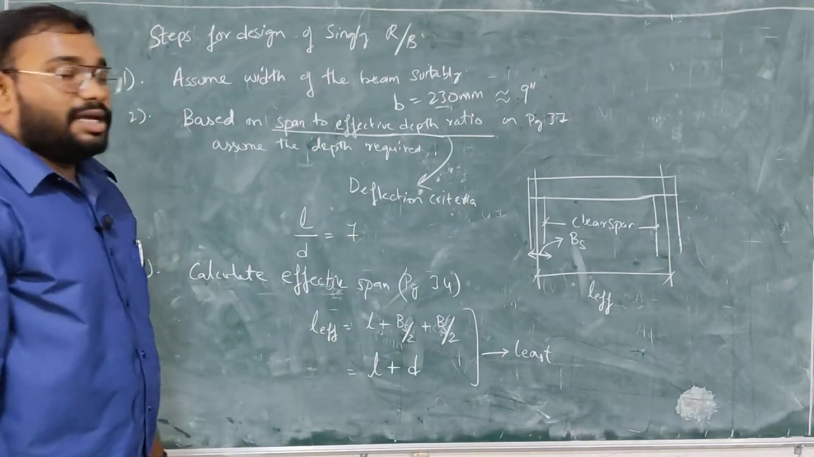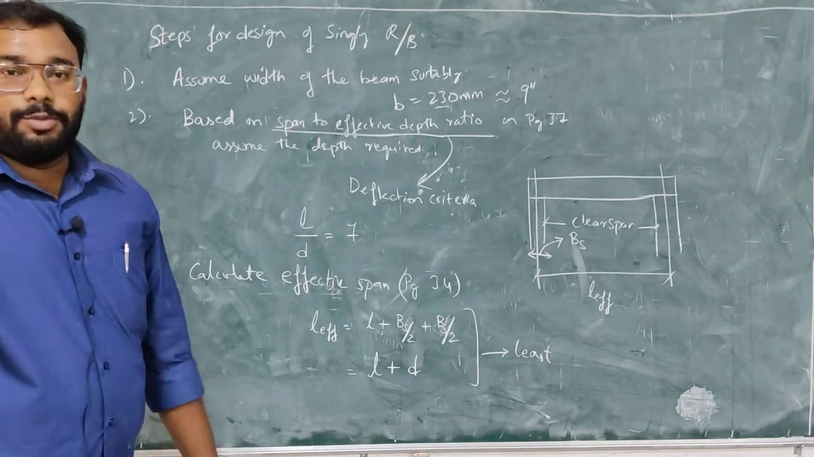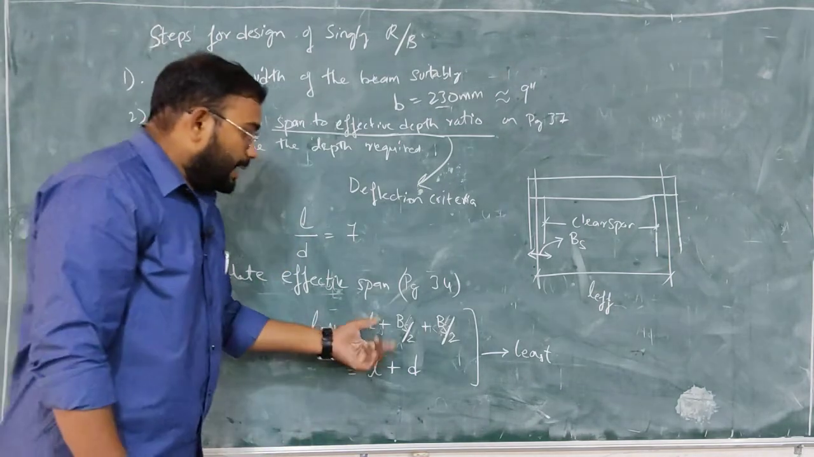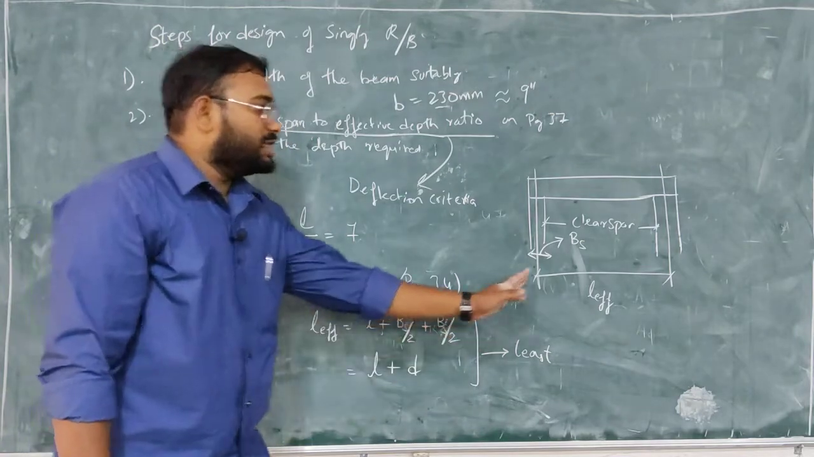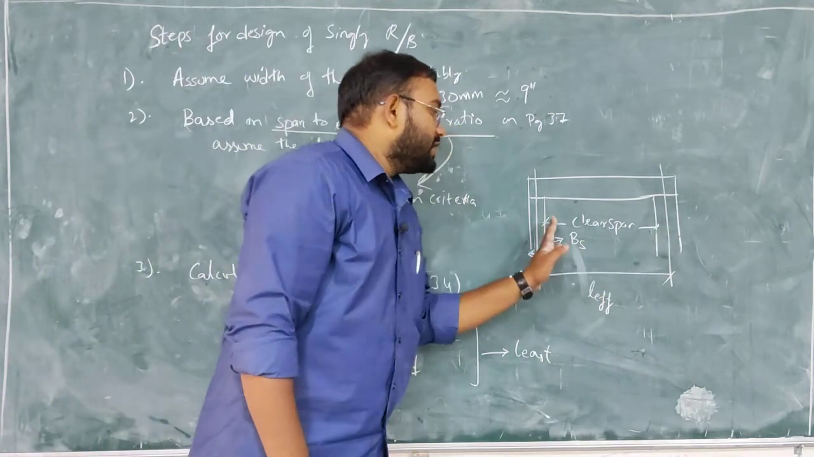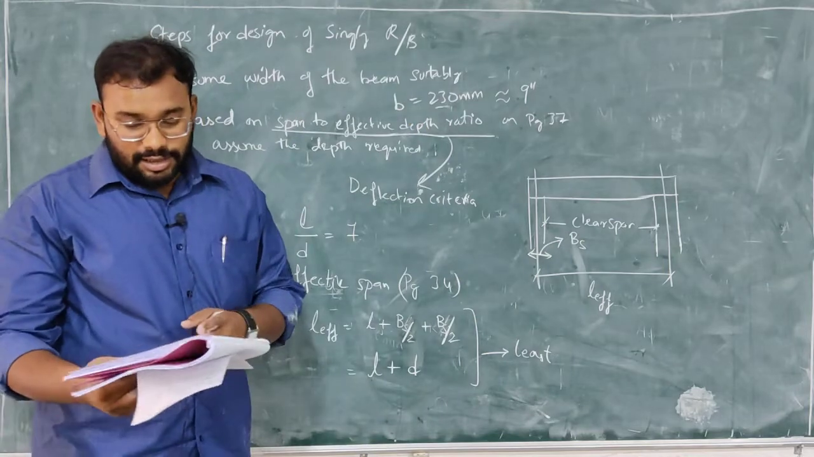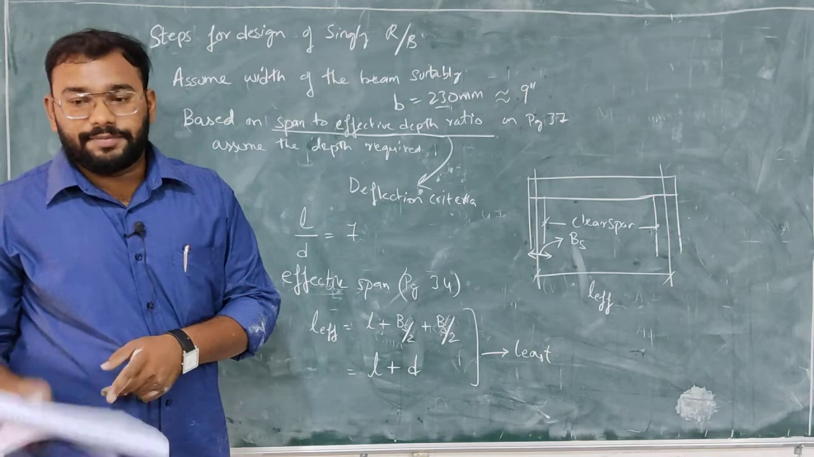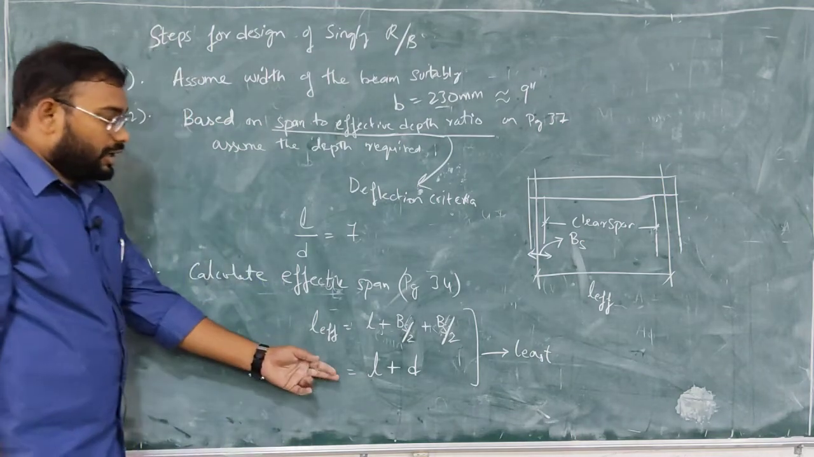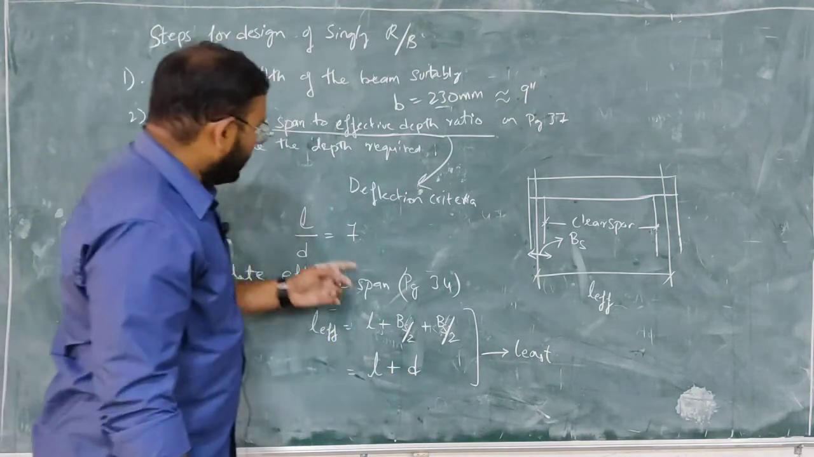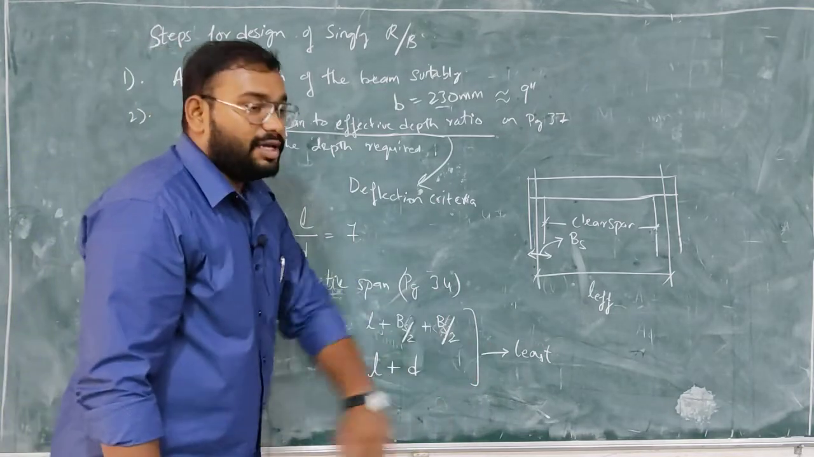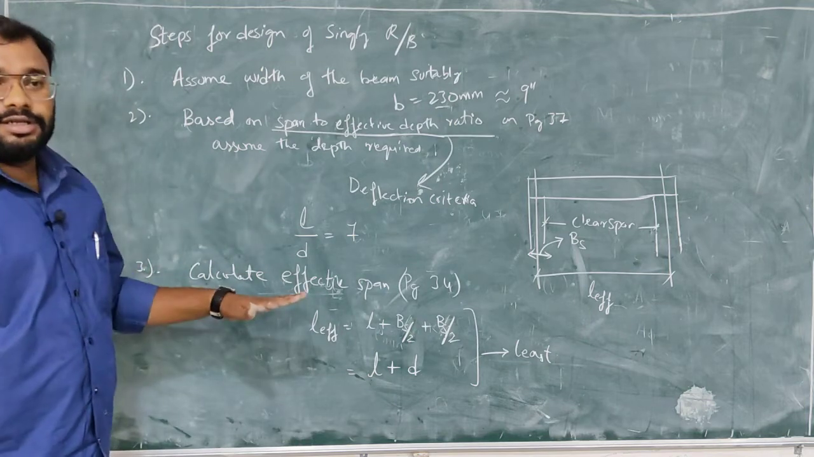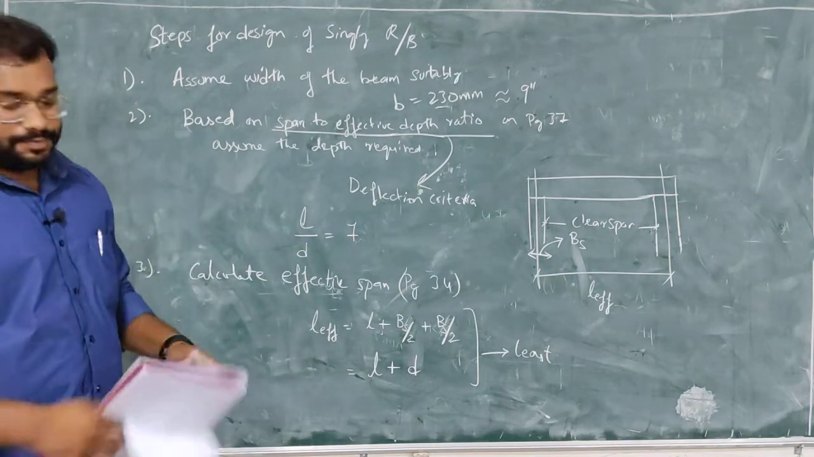There are many guidelines in the code. Without this code book you cannot solve a single problem in RCC. Okay, L plus BS by 2 plus BS by 2 means what? Clear span plus support width by 2. If you want, you can write from page number 34. Effective span is mentioned here. Or L plus D, D we are getting from here. L plus D will give me effective span, whichever is least. Of course you will have some doubts. We'll clear them when we are solving the problems.